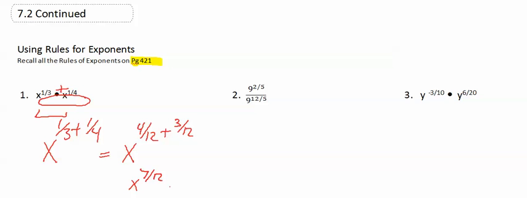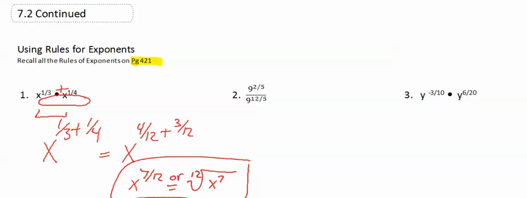Now, that's fine to reduce it like that. In the last video, we were talking about converting them into radicals. This also could be converted into the 12th root of x to the 7th. But the rational exponent would be fine as well.